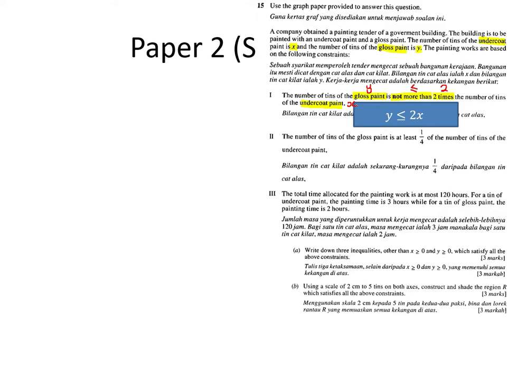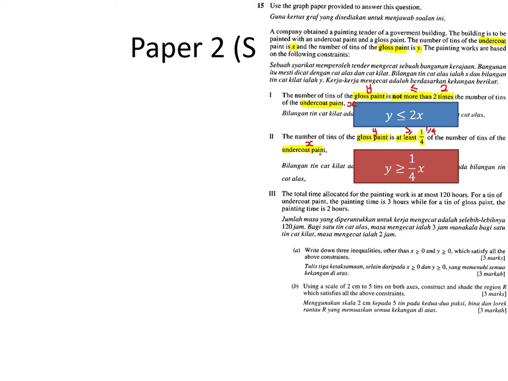Alright? Let us look at the second constraint. The number of tins of the gloss paint Y is at least, more than or equal to, 1/4 of the number of tins of the undercoat paint X. That will give us our second inequality, which is Y is more than or equal to 1/4 X.